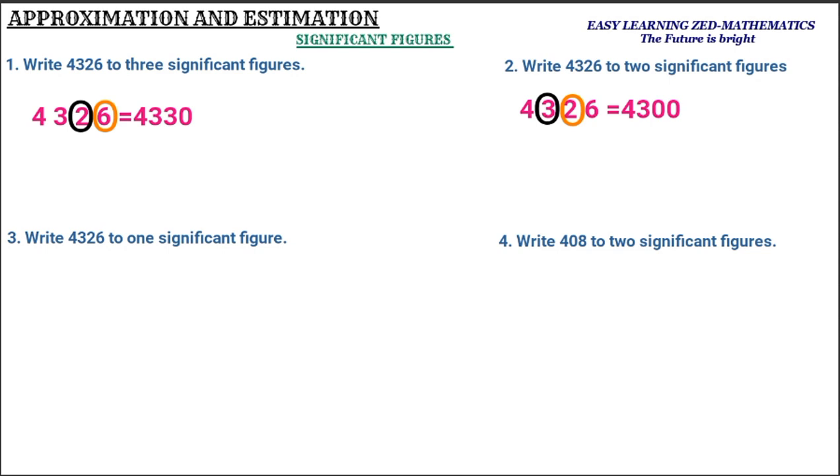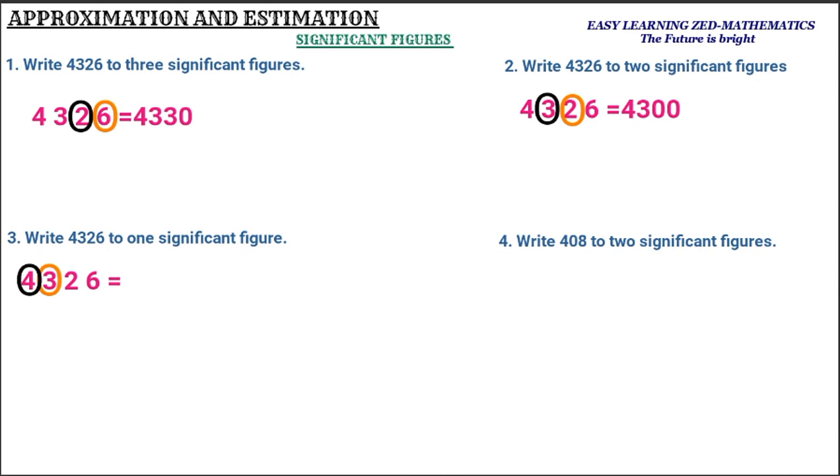Okay, let's go to question 3. The question is: write 4,326 to one significant figure. So I'm going to do the same thing I've been doing. I'm going to write this number down. Then I'm going to identify the number that is going to be removed and the number that might change. In this case, the number which is going to be removed is 3. Then the number that might change or remain the same is 4.